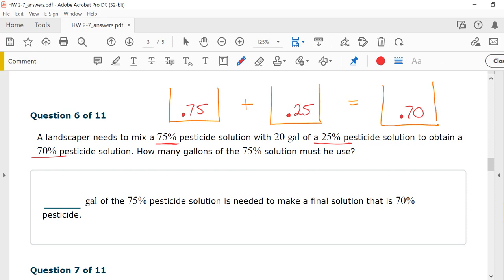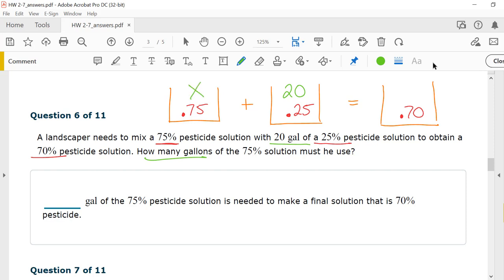Now let's go with the amount. 20 gallons of the 25% pesticide solution. So here's 20 gallons. He needs to mix this one to obtain that one. Okay, how many gallons of the 75% solution? So this is X, that's what we don't know.